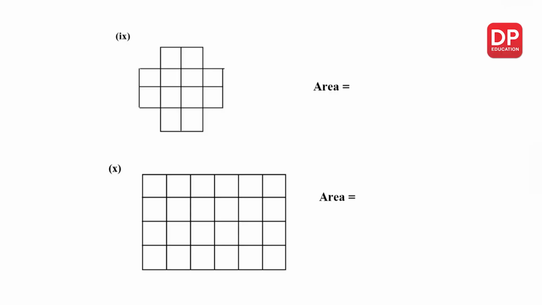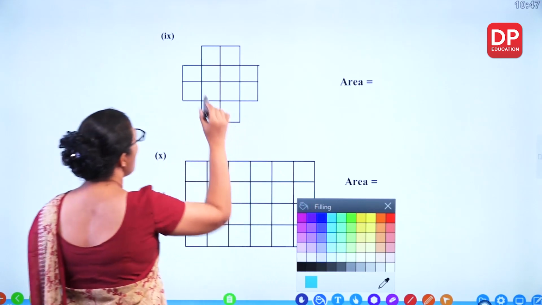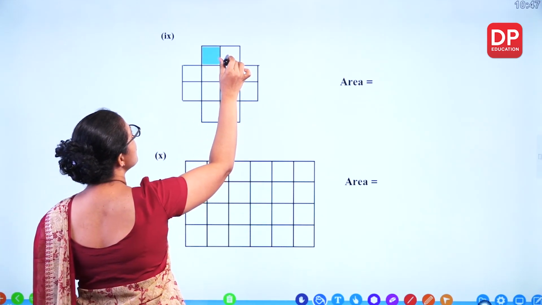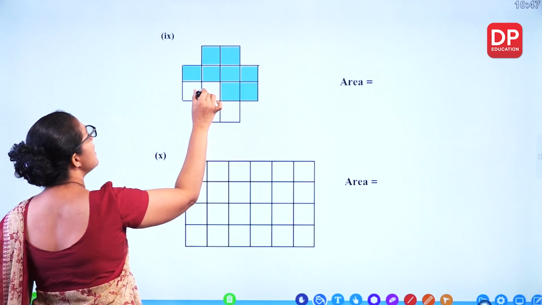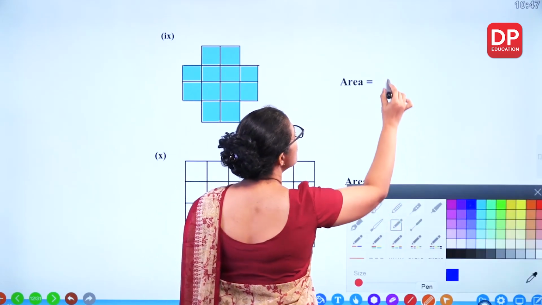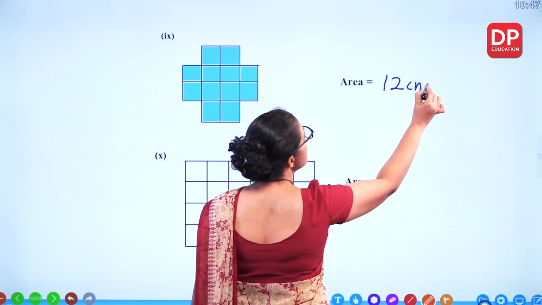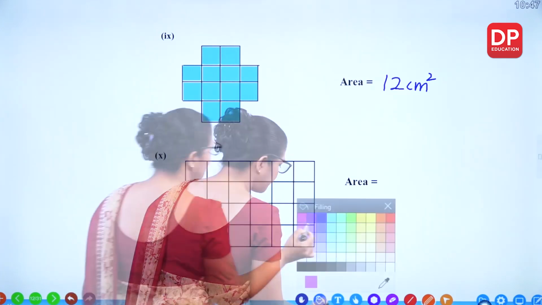This diagram, count and see. Each square is 1 square centimeter. 1, 2, 3, 4, 5, 6, 7, 8, 9, 10, 11, 12. 12 square centimeters. What's the area here?